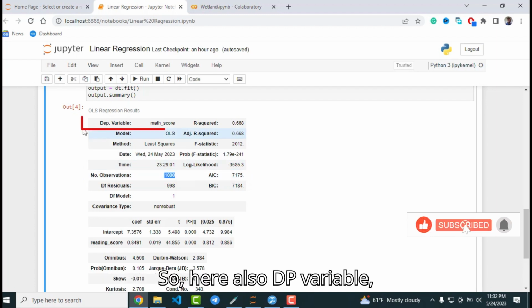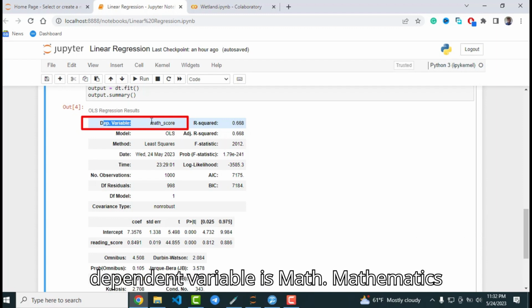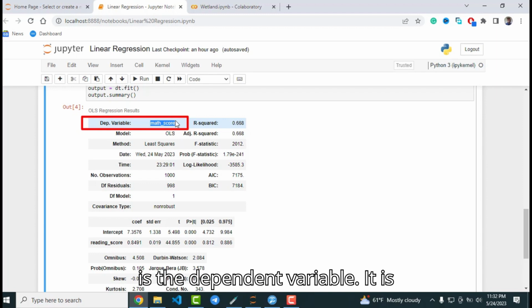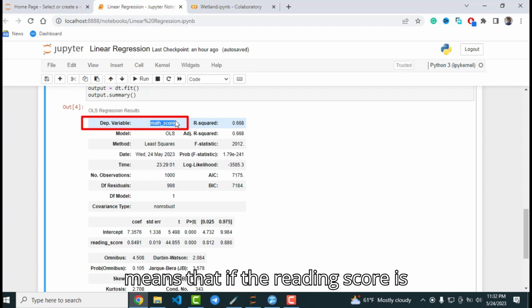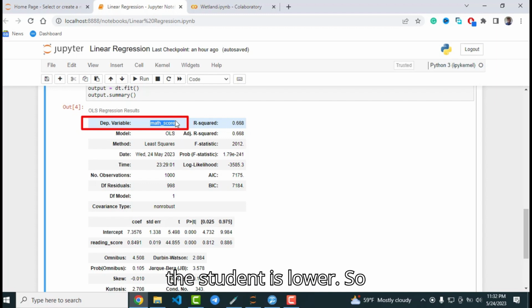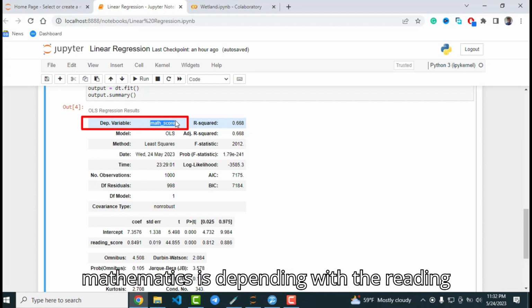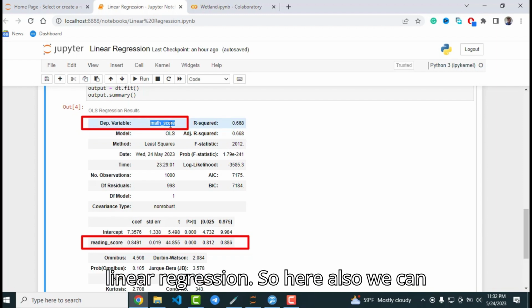Here also the Dep. Variable, it means the dependent variable. Mathematics is the dependent variable. It is depending on the reading score. It means that if the reading score is lower, the performance of the student is also lower. So mathematics is depending on the reading score. So this gives an overview of what is happening in our linear regression.